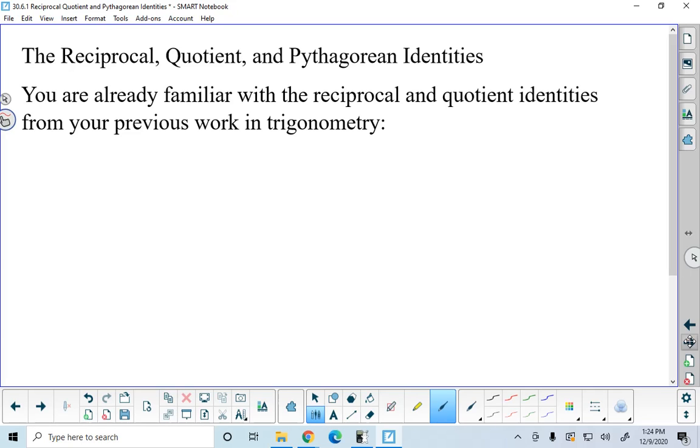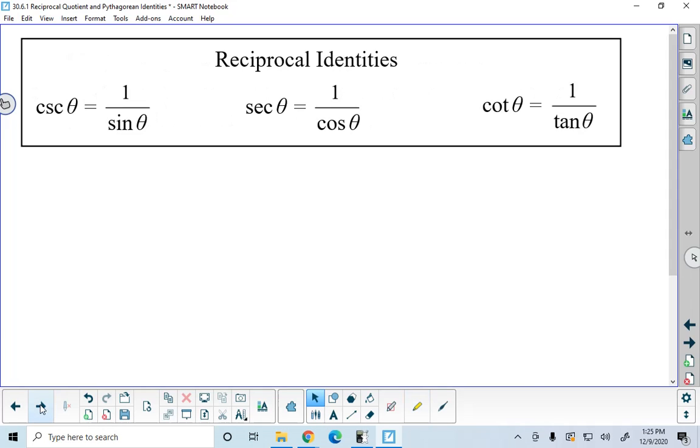All right, so now we're going to talk about specific identities. And this, for many students, is going to require an extra amount of work. Some people will pick up on these identities very quickly and work with them, and others struggle. You have to work hard at this. So we're looking at what are called reciprocal identities, quotient identities, and Pythagorean identities.